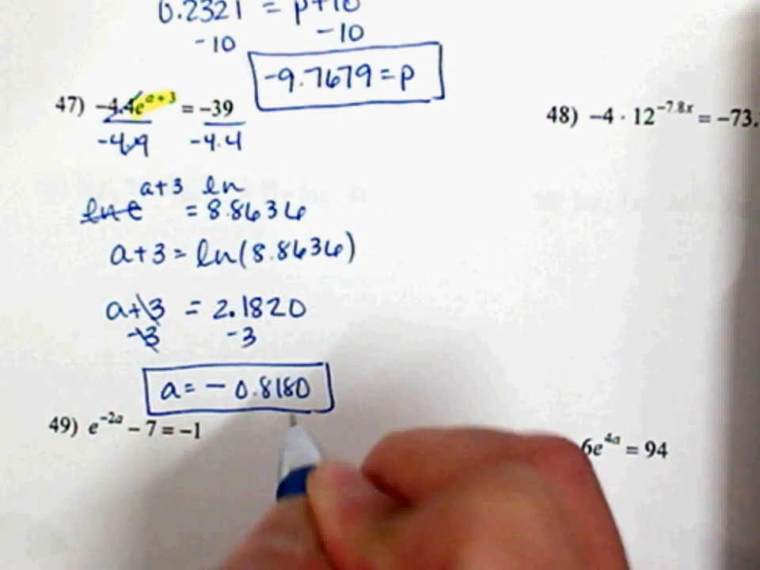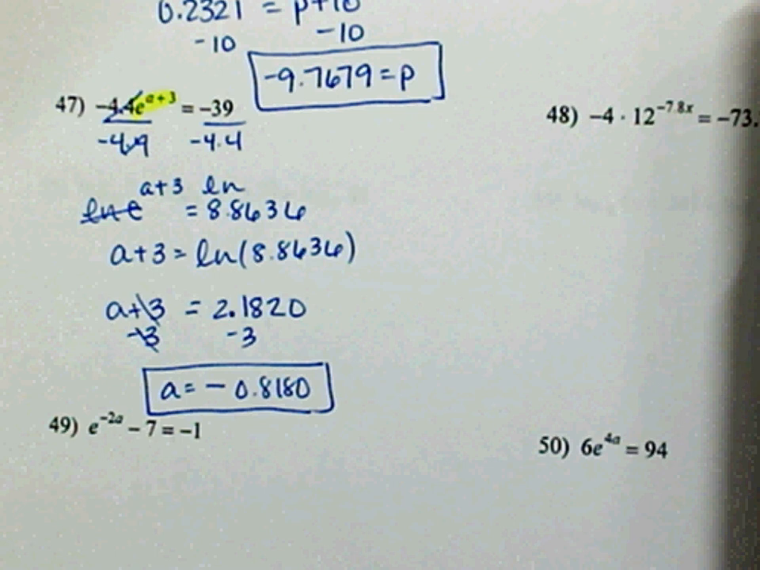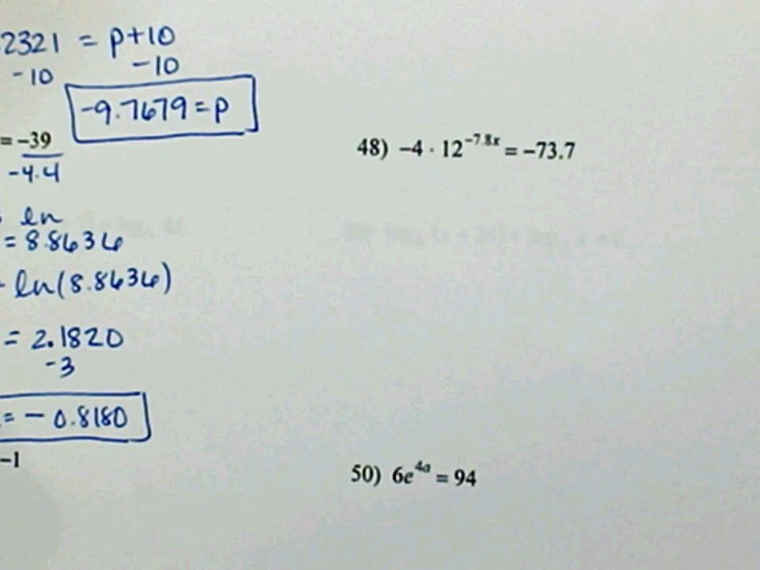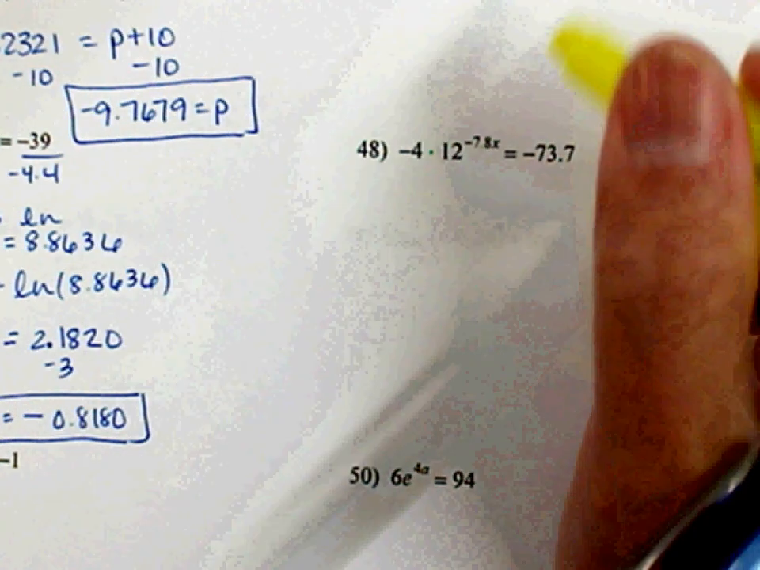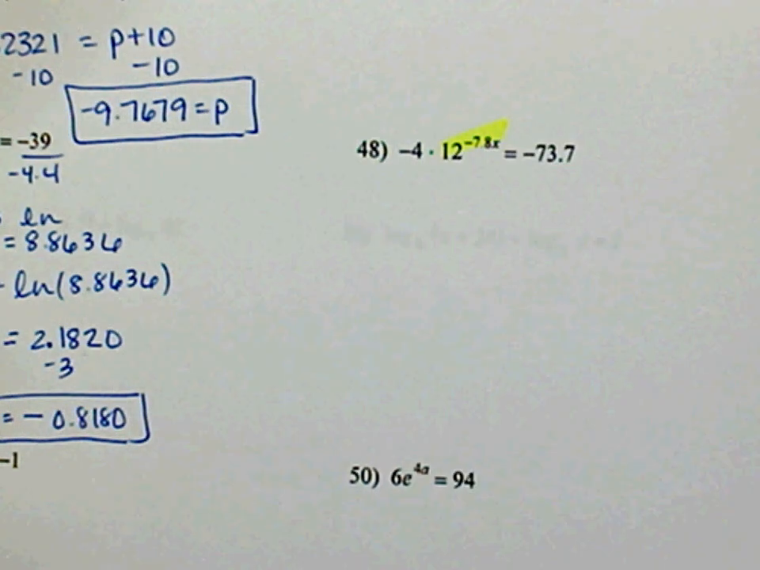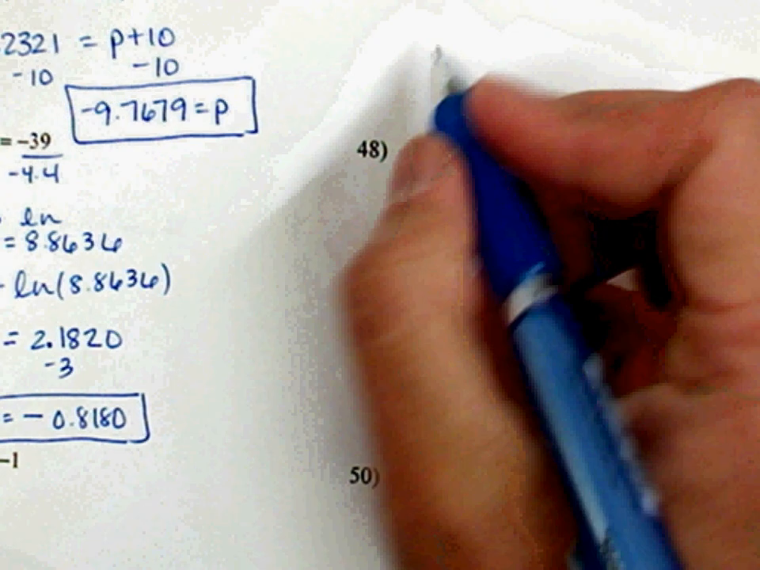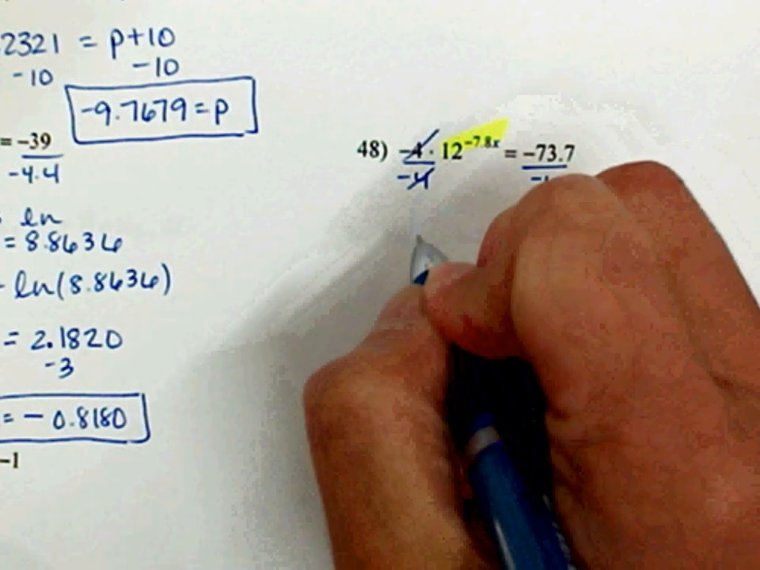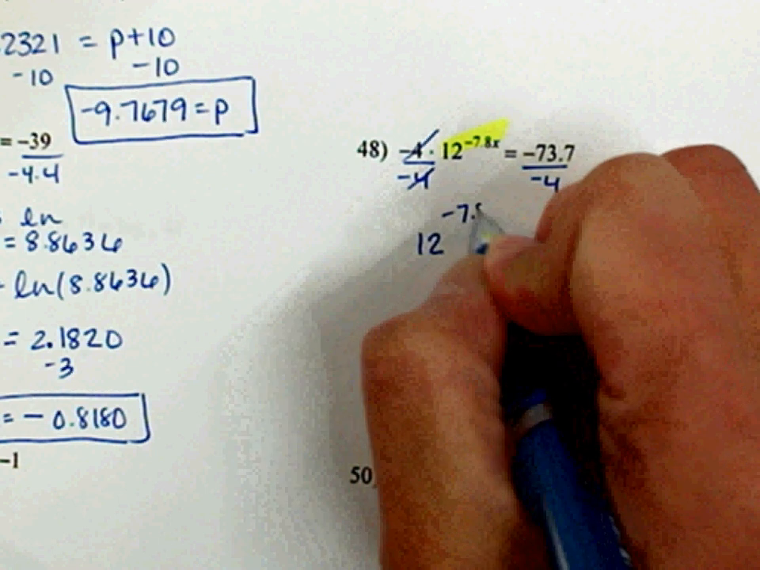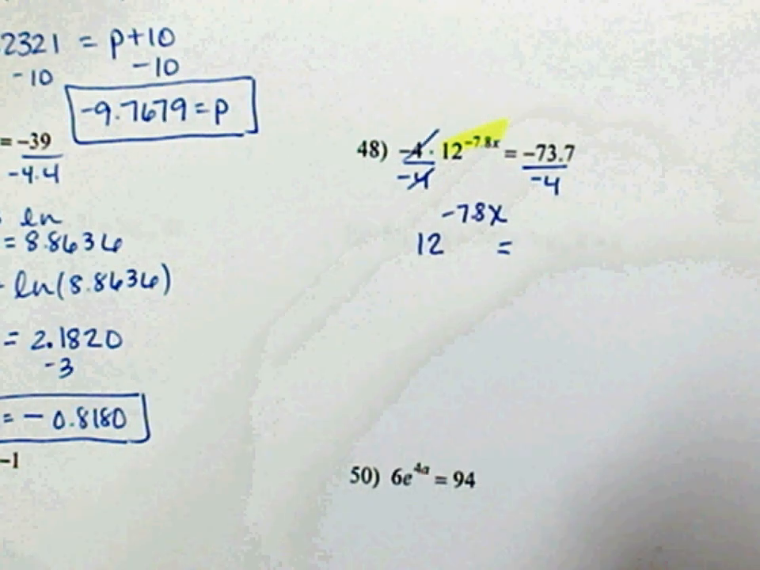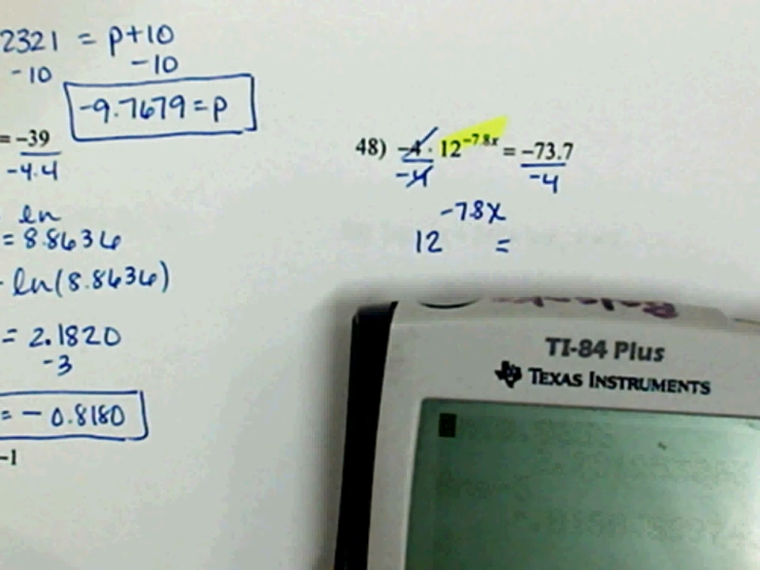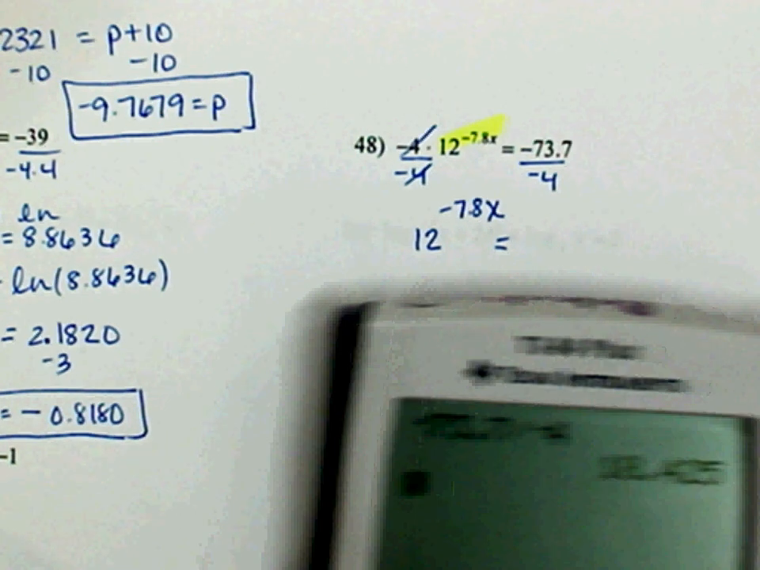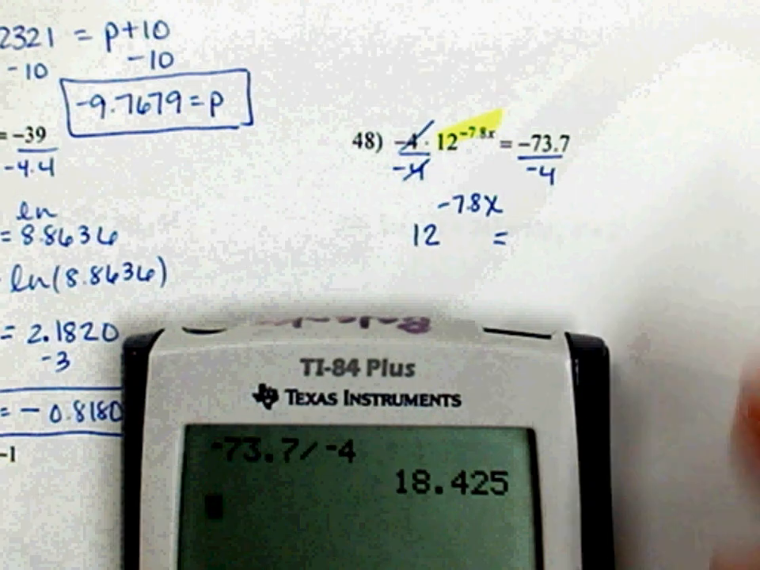And since it's not a logarithm, we don't have to plug it in. All right, number 47. Again, I want to isolate my base and my exponent. I'm solving for x, and x is in the exponent, so I'm going to divide all of this by negative 4. So you get 12 raised to the negative 7.8x equals negative 73.7 divided by negative 4, which comes out to be 18.425.